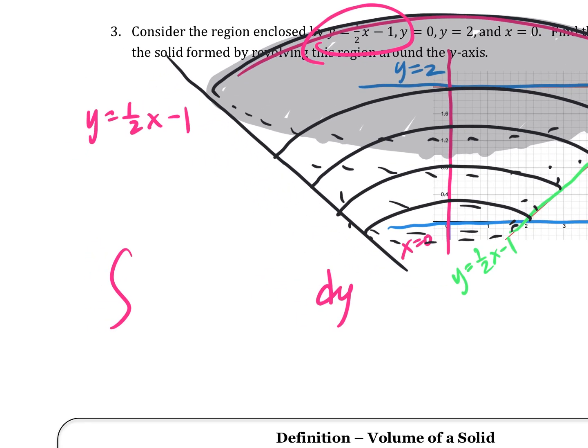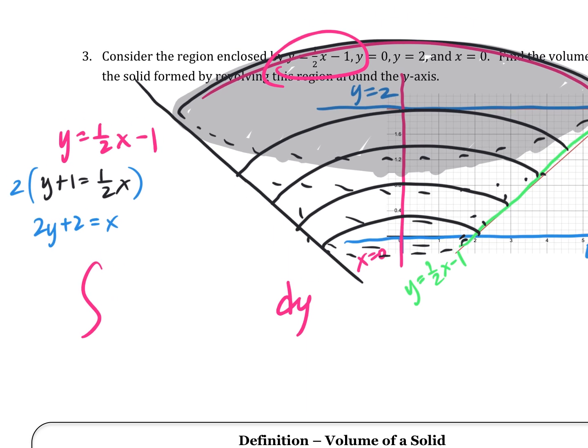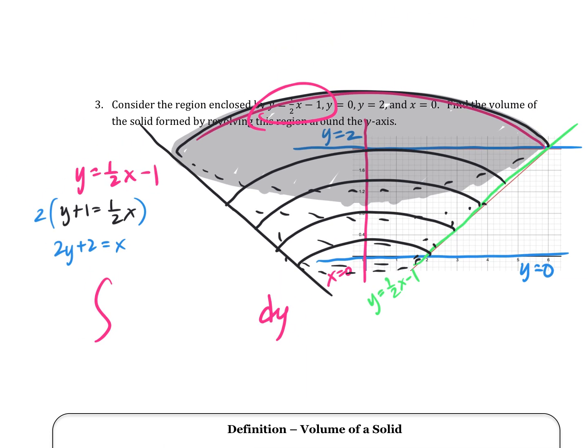What are we doing first? Great, we're adding 1. Good job. Then what are we going to do? Times 2, thank you. What are we going to end up with? 2y plus 2 equals x. This green line is the same as 2y plus 2.